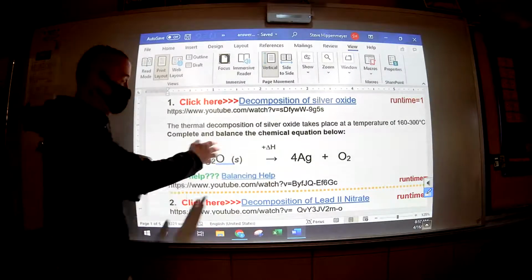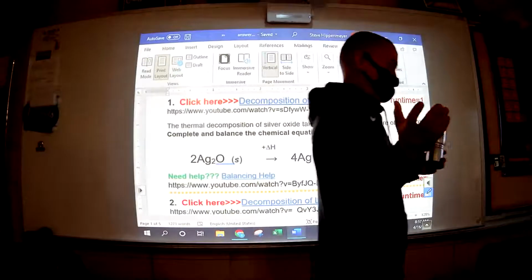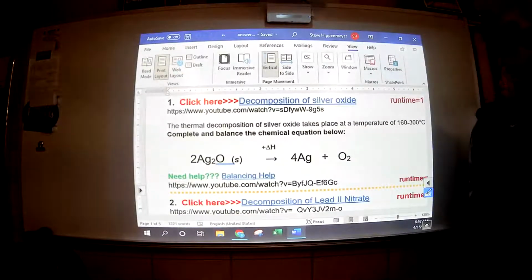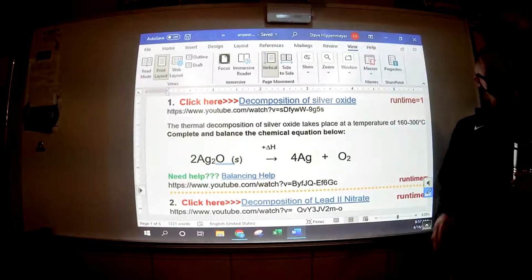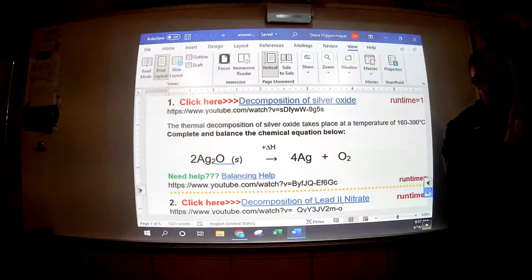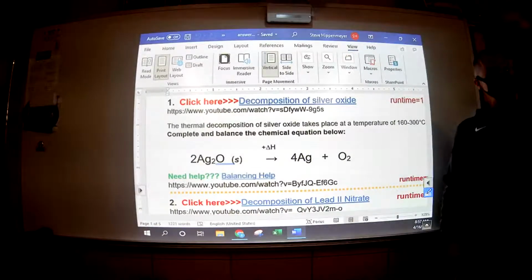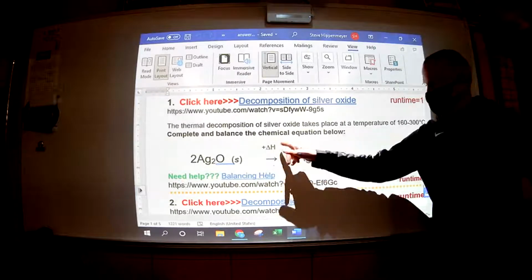If there were more elements in there, then it would be a little more difficult to figure out what the products were. But a decomposition, this thing has to break apart. And we'll see in some later reactions that you can't always tell what the products are unless you do some additional tests. This is thermal decomposition, meaning we added heat.